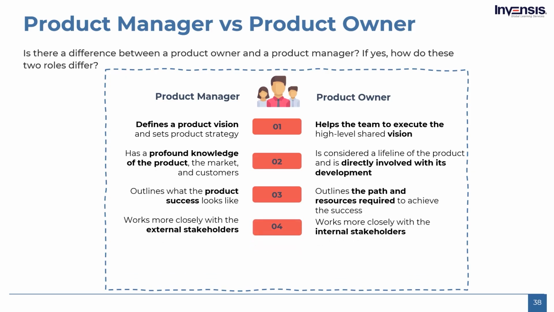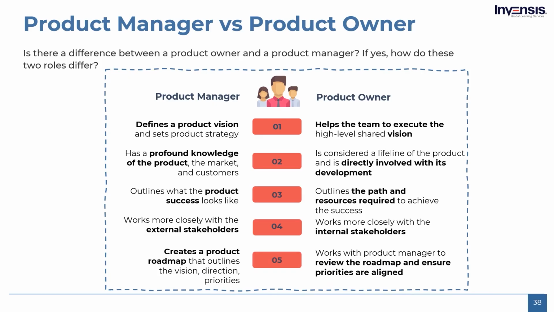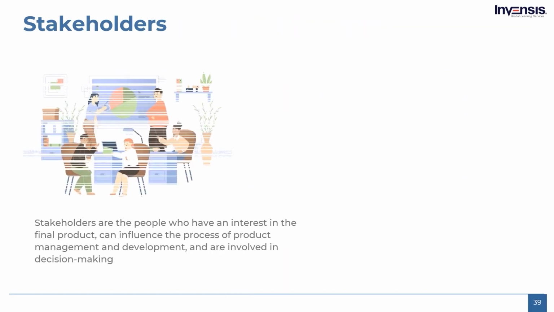They work closely with sales, support, marketing, and engineering to deliver the best product experience. Whereas, the product owner works closely with internal stakeholders such as QA staff, UI, UX designers, and the operations team. The product manager creates a product roadmap that outlines the vision, direction, priorities, and other things. But the product owner works closely with the product manager when required to review the product roadmap and make sure the priorities are aligned properly. By this point, we have a clear distinction between a product owner and a product manager's responsibilities. Often the responsibilities can shift a little when teams undergo a transformation. Then we have stakeholders.